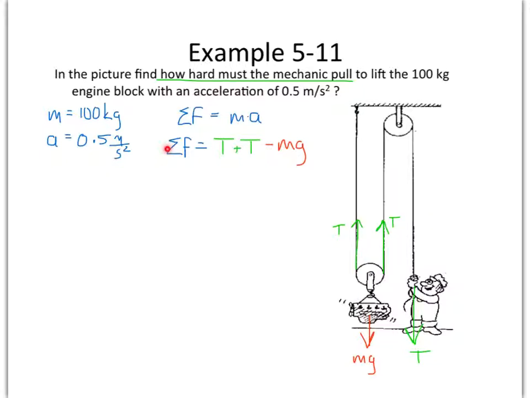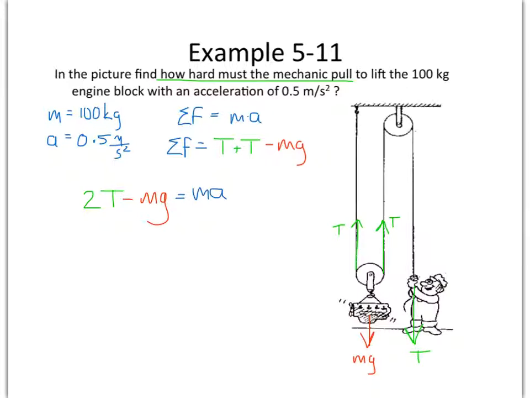Now I'm going to write 2T, T plus T, 2T right here, minus mg, minus the weight force of the block, is going to be equal to ma, mass times the acceleration of the block, which we know. Let's solve for our T. Let's solve for the tension that the mechanic has to apply.